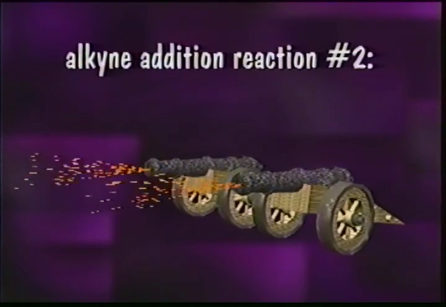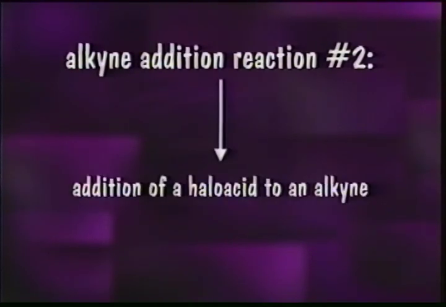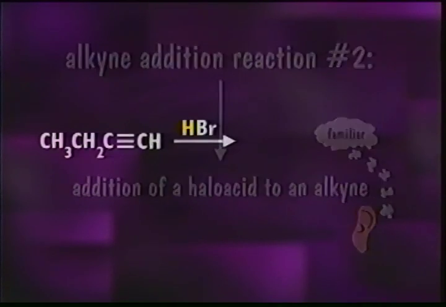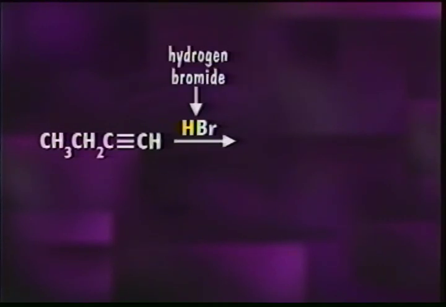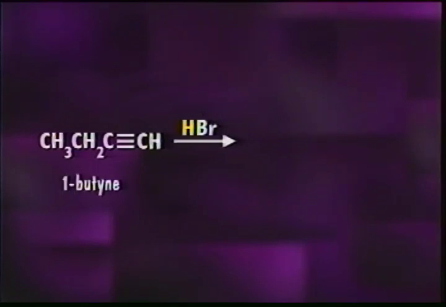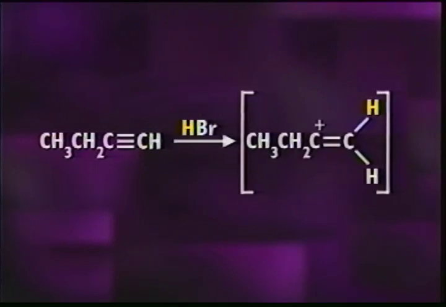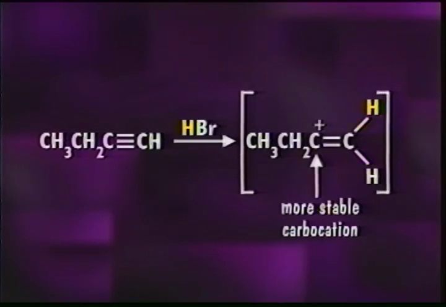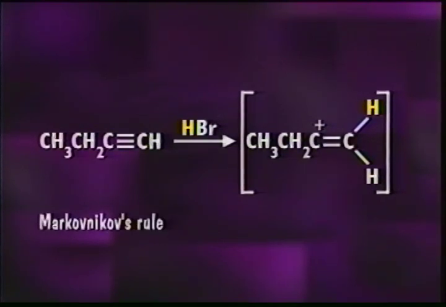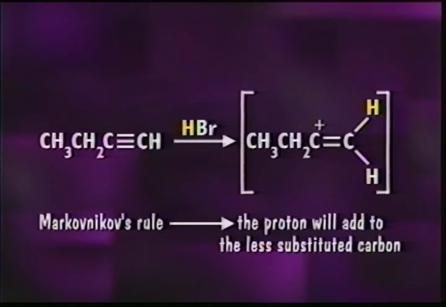Okay, alkyne addition reaction number 2. Addition of a halo acid to an alkyne. Sound familiar? When we add hydrogen bromide, HBr, to 1-butene, the proton adds to the pi bond so as to give the more stable carbocation. Remember, Markovnikov's rule says the proton will add to the less substituted carbon, so our proton bonds to carbon 1.